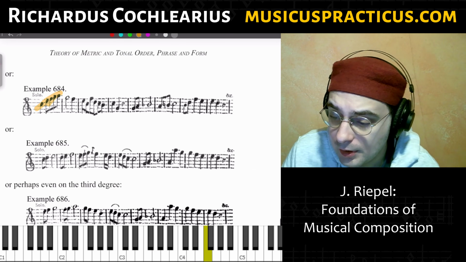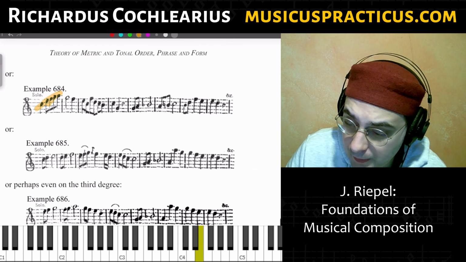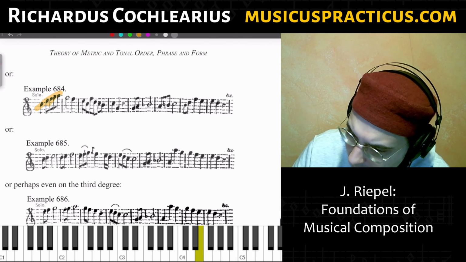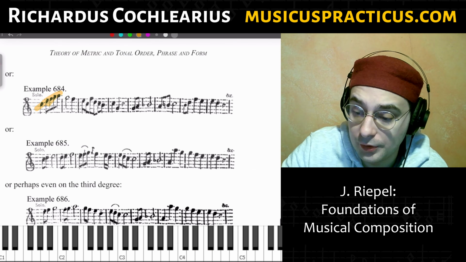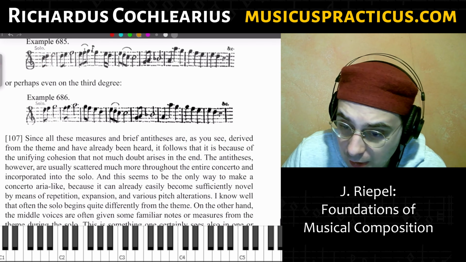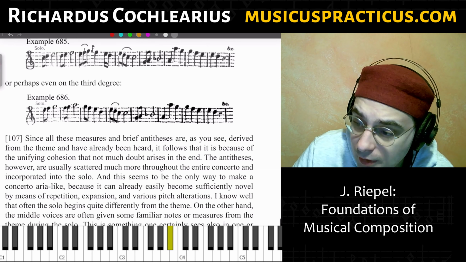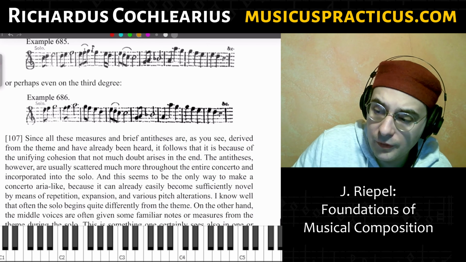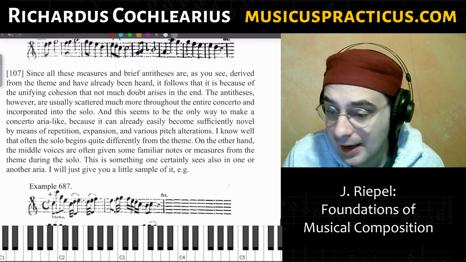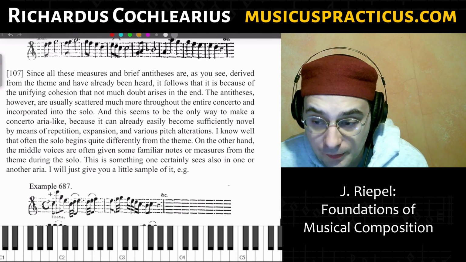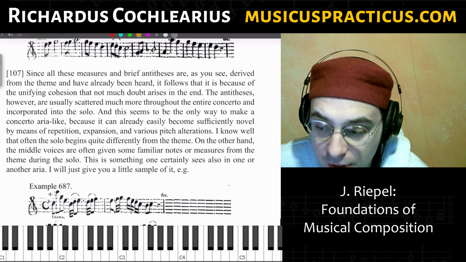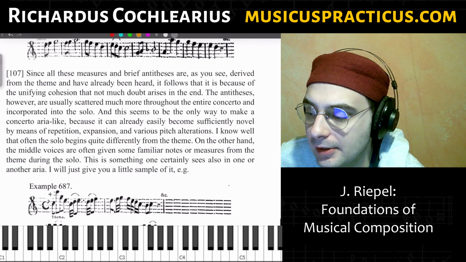Or re mi fa fa sol fa mi re do re mi fa mi la sol fa mi re, or perhaps even on the third degree, mi fa sol la sol fa mi re do re mi fa mi la sol fa mi re. Since all these measures and brief antitheses are, as you see, derived from the theme and have already been heard, it follows that because of the unifying cohesion, not much doubt arises in the end.